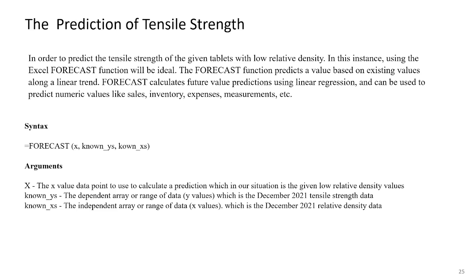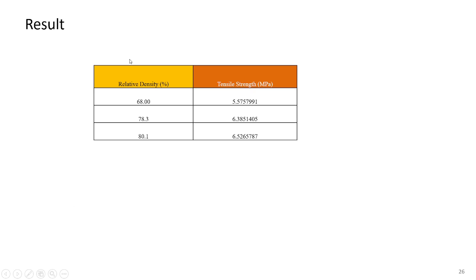Forecast calculates future value predictions using linear regression and can be used to predict numeric values like sales, inventory, expenses, measurement, etc. So the syntax for using it in Excel will be forecast x, known ys and known xs. The arguments are here, as you can see. So finally we got the result, relative density and the tensile strength in percentage and megapascal. From the analysis we can say that the production process and the FDA distribution model is accepted in this production plant.